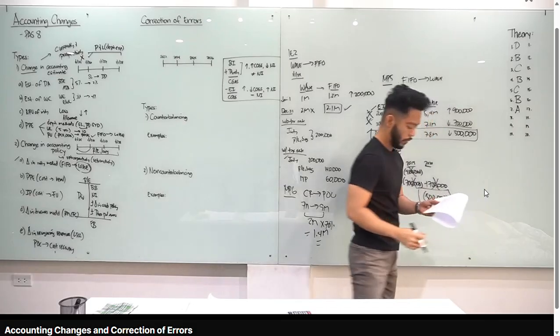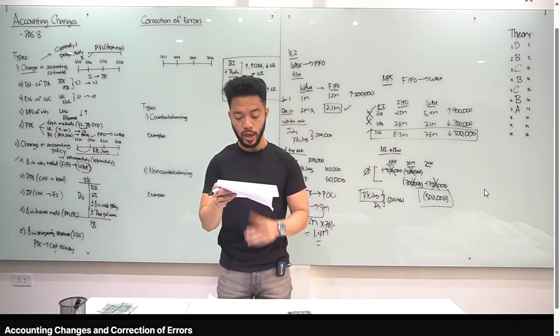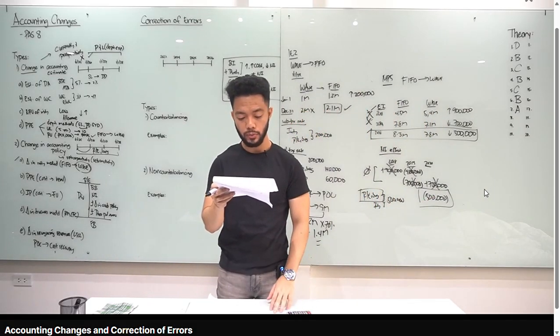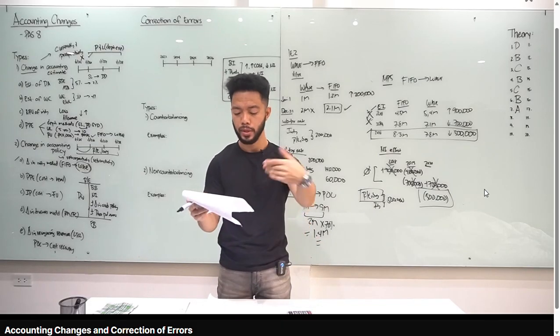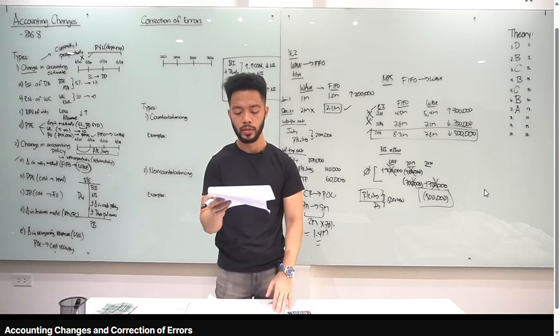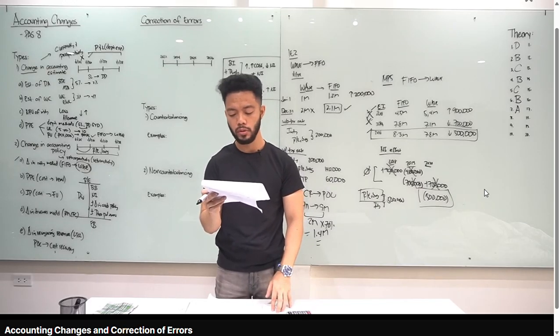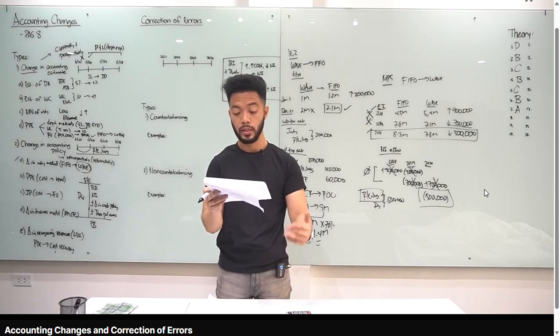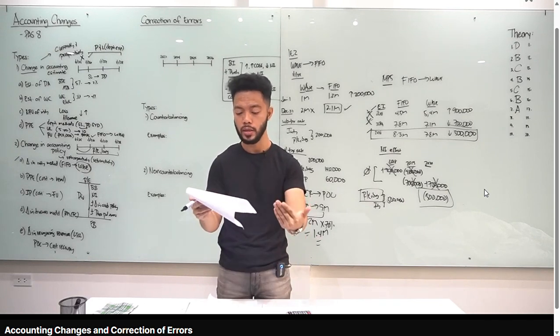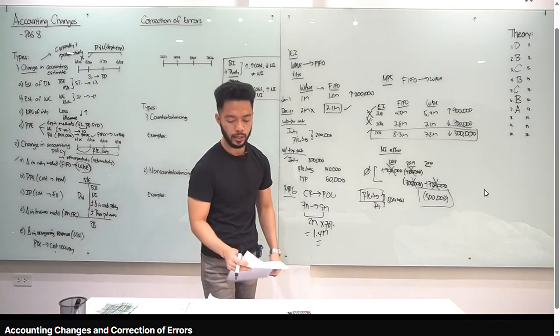Tingnan natin ibang choices. B, cost recovery method to FIFO for inventory valuation. Technically, mali yan, no? Kasi wala naman tayong cost recovery method sa inventory, no? Pero best answer pa rin yung letter A. Pero technically, mali din yung B. Letter C, full cost method to successful efforts method in the extractive industry. D, cost recovery method to percentage of completion. Lahat yan, change in accounting policy. Yung A, yung change in accounting estimate. That's why for 7, A yung sagot natin.